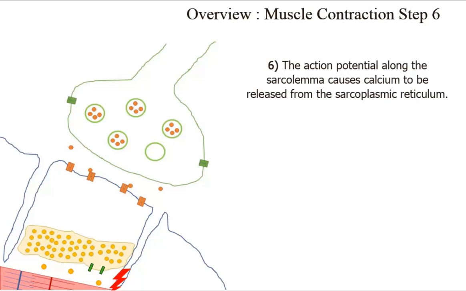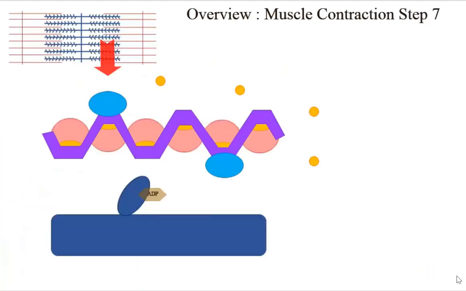Now for the remaining steps, we're going to zoom into the sarcomere. So on the next slide, you're actually going to see a portion of the sarcomere. Okay, now we are looking at a zoomed in portion of the sarcomere. We went over the parts at the beginning of this lesson. And recall that at the end of step 6, we had calcium being released from the sarcoplasmic reticulum.